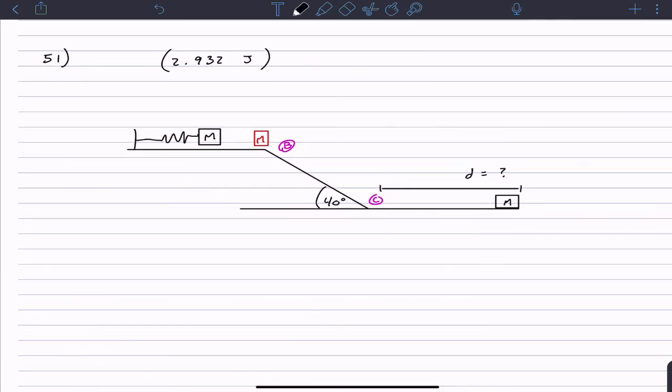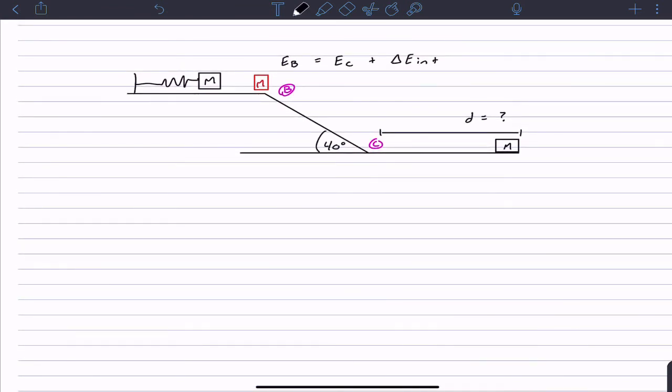Okay, so we'll call this B, right? This is energy B. We know that that's 2.932 joules. So now we want this to be equal to C. But using our work energy theorem, we know there's friction on the ramp, so we have to use this theorem, right? So now we set this up this way. 2.932 joules is equal to E, the energy at C, plus the change in the internal energy along the path.